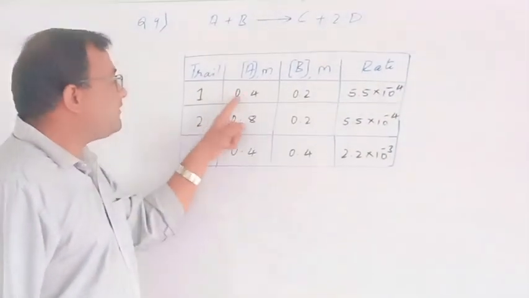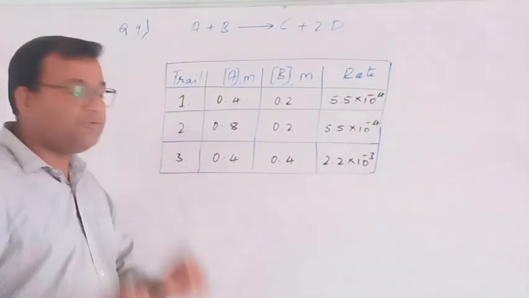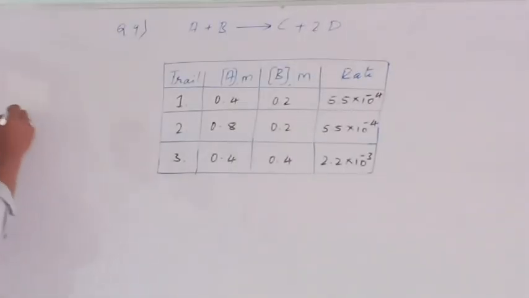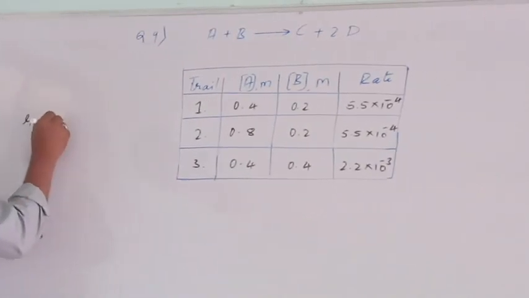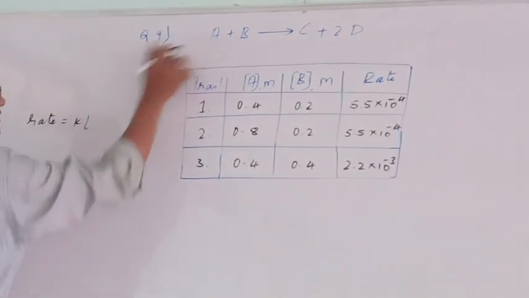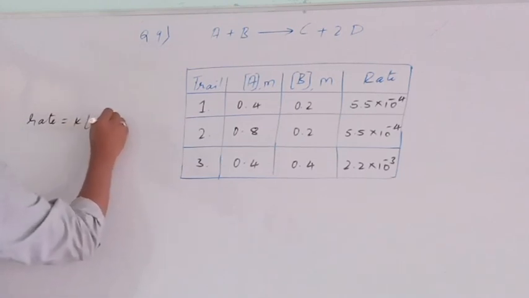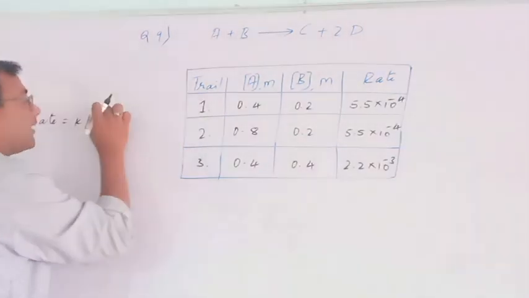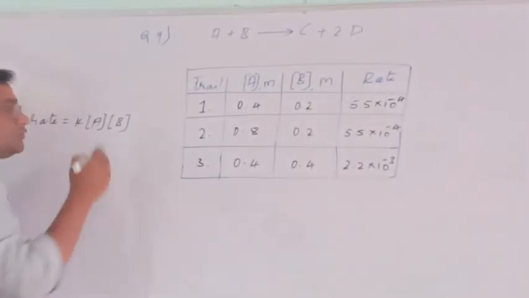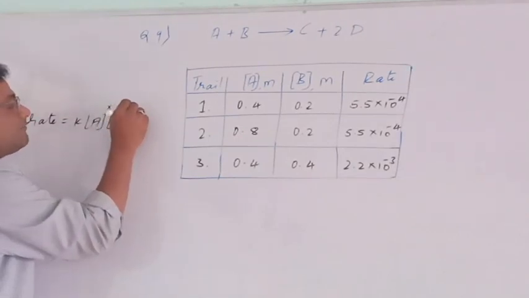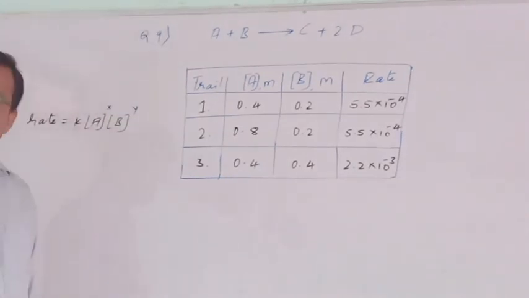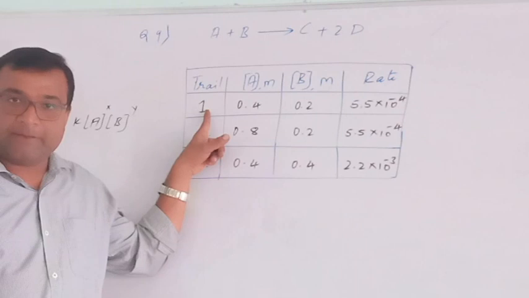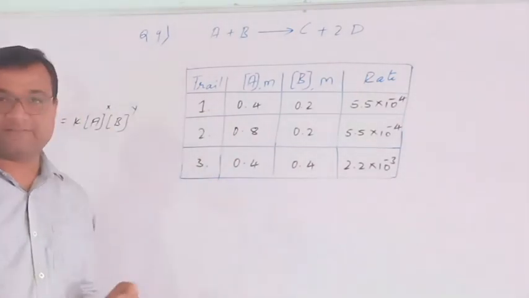So, I have taken the same table. We need to find the correct rate law. Now, write down the rate law. Rate is equal to K into molar concentration of A and molar concentration of B. Now, what to find? Its powers, which we don't know right now. Let the power of A be X and the power of B be Y. Now, we will apply this equation for the first experiment.